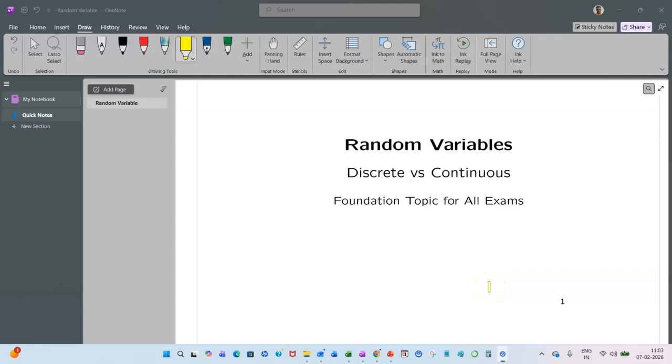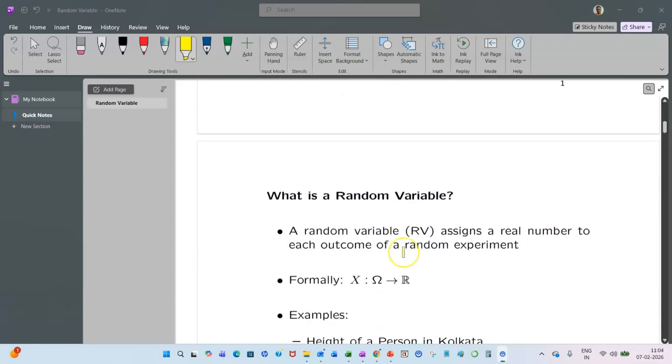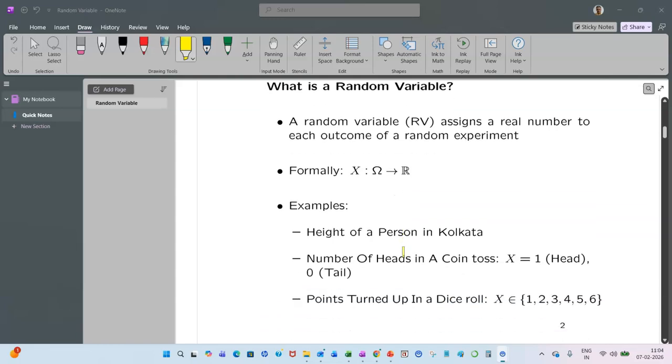Hello friends, today we will be talking on the topic random variables. There are two types of random variables, discrete and continuous, and it's a foundation topic for all exams. This is a foundation topic, random variables. So let us start with what is a random variable.